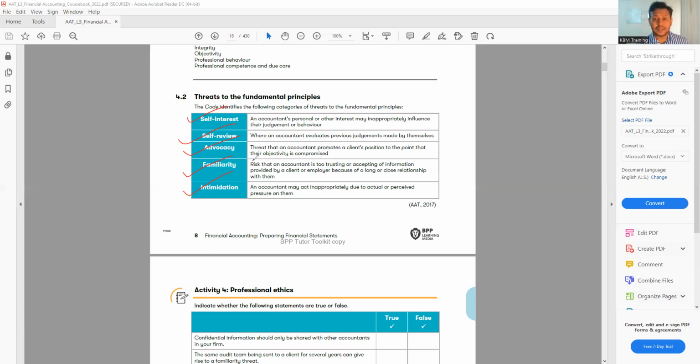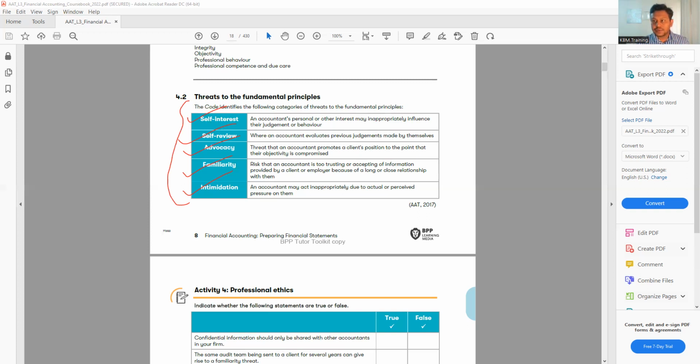Also, for example, if your client says, you have to reduce the fee, otherwise I will change the accountant, or a very powerful person says you have to do my work by next Friday. If you feel pressure on you for any reason, it creates the intimidation threat. Sometimes you may do something wrong, or not the right way, because you feel pressure. So these are all the threats that may make us biased, so that we will not do things the right way.